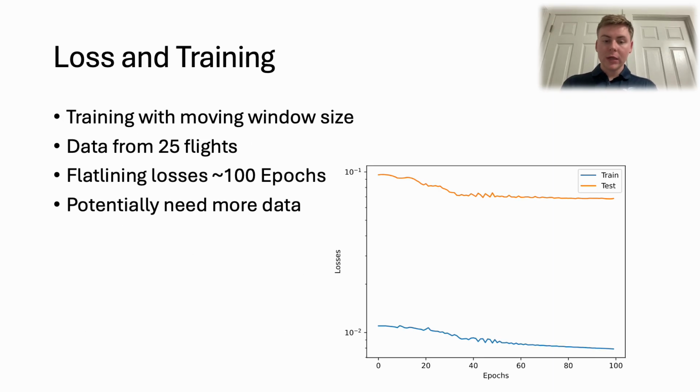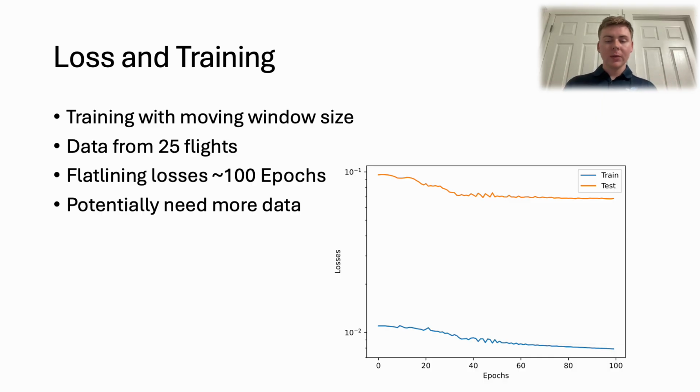Okay, now to get into loss and training. Training this model was a bit tricky. I think that I was lacking sufficient data for this. I had data from 25 flights that were varying in length and apogee. And when I was training these, I used a varying window size.